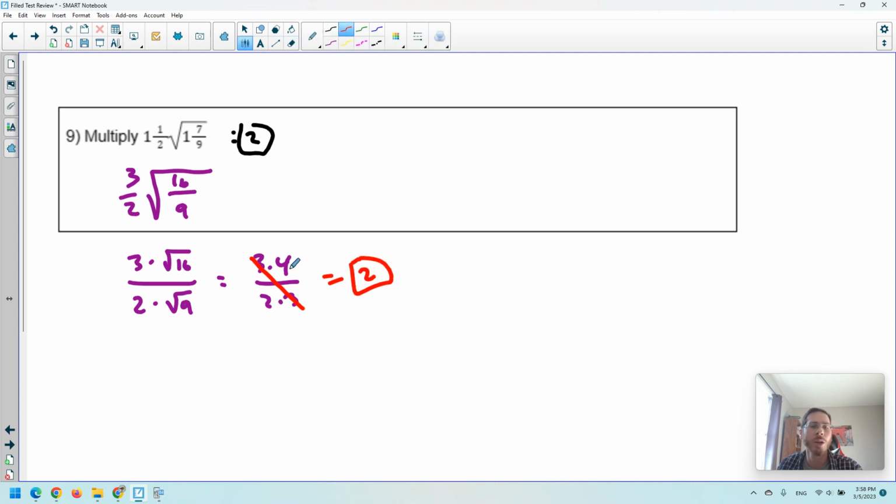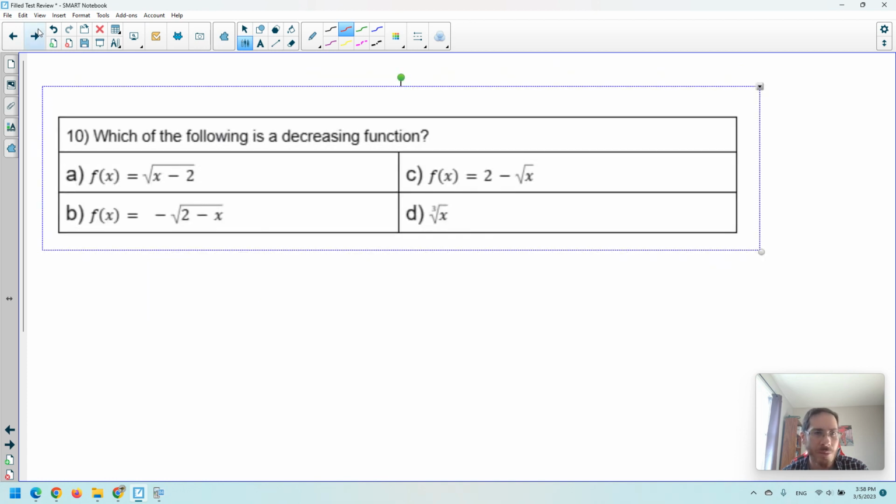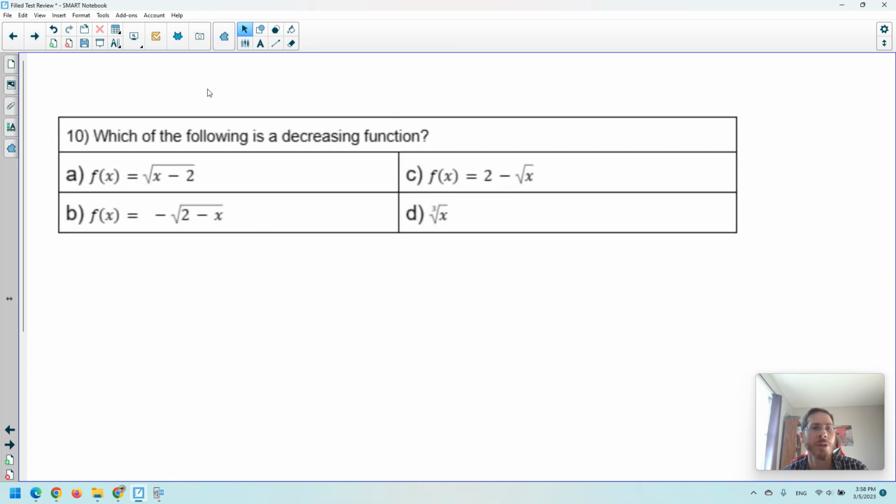So we can actually do this quite quickly without a calculator. Kind of a fun one because it looks like it's not going to work out nice, but it actually comes out very nice. So that's what we got for number 9. For 10, which of the following is a decreasing function? I mean, this is going to be a nice little function question. It's going to be C.